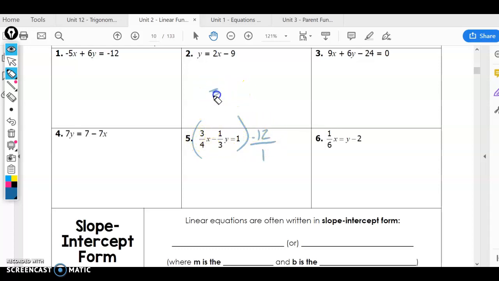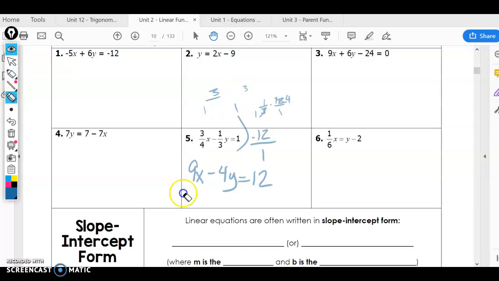So 3/4 times 12 over 1. I'm going to do some cross simplification. That makes 9 x's. And then I'm going to do 1/3 times 12 over 1. Again, cross simplification. That makes 4. And it's okay that the y term is negative. All we care about is the negative in front. Equals, and don't forget to multiply the c term by 12, so 1 times 12 is 12. And that is all you got to know for standard form.